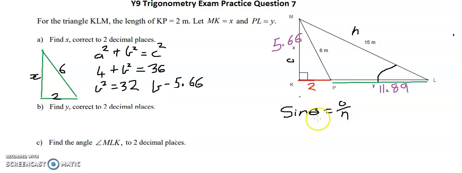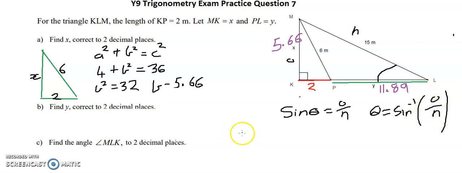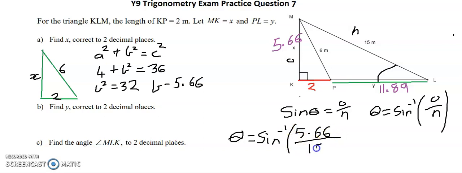To get the angle by itself, I need to do the inverse. That means alpha is equal to the inverse of sine of opposite over hypotenuse. So now I've got the angle by itself. I just need to put in my information. That means I've got sine -1, our opposite is 5.66, and my hypotenuse is 15.